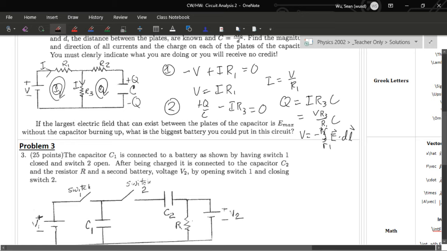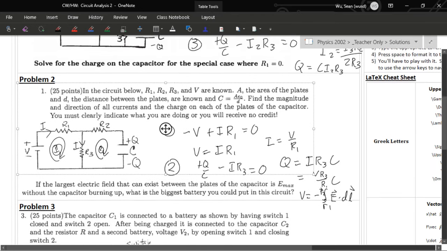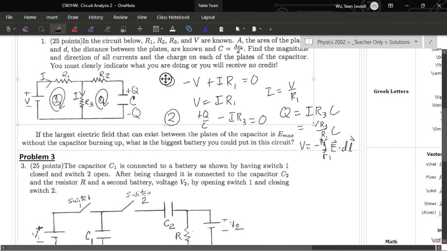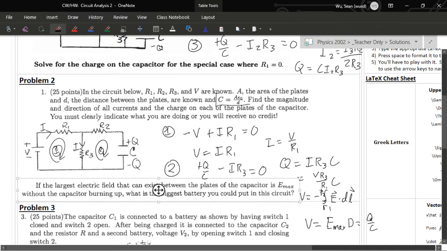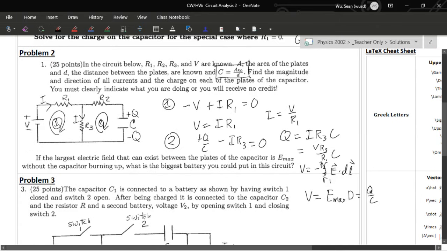And so here, this electric field is a constant. You're going to be integrating from 0 to L or D, whatever the distance is between them. So V is going to be equal to E max times D, which is the same thing as Q divided by C. And so we're given what this C is, and we found what the charge is on it. And so from that, we can solve for what E max is.